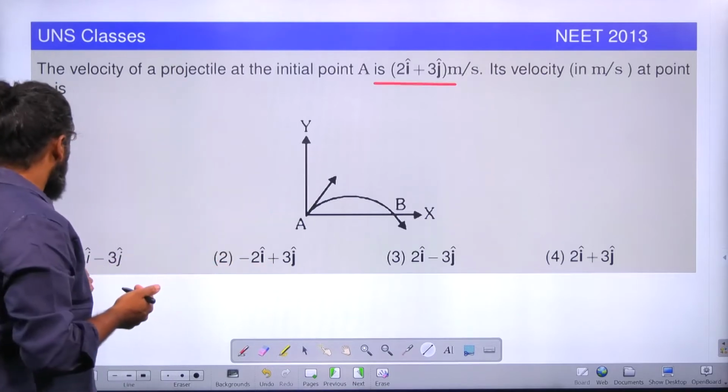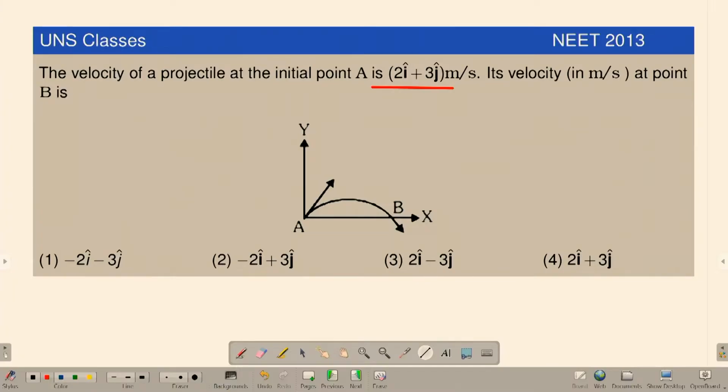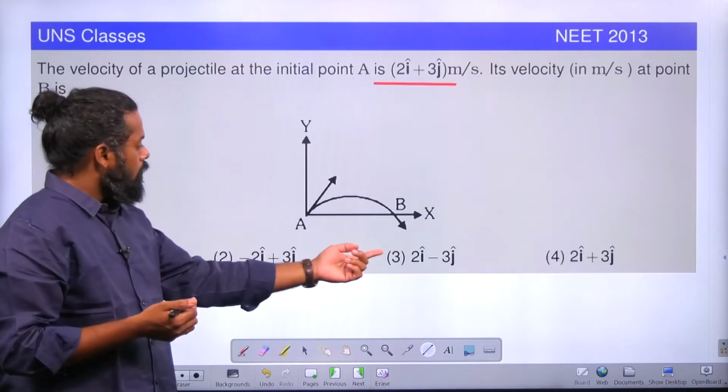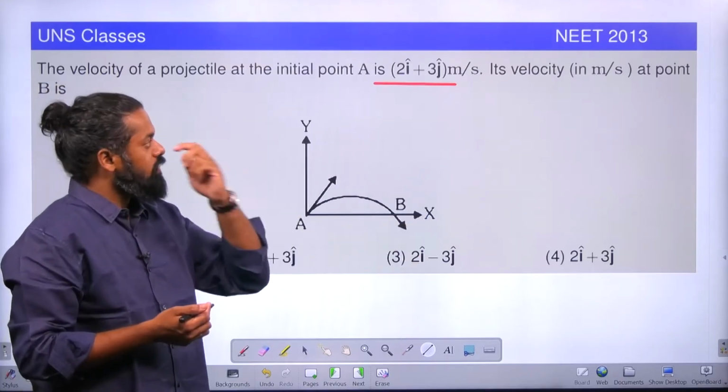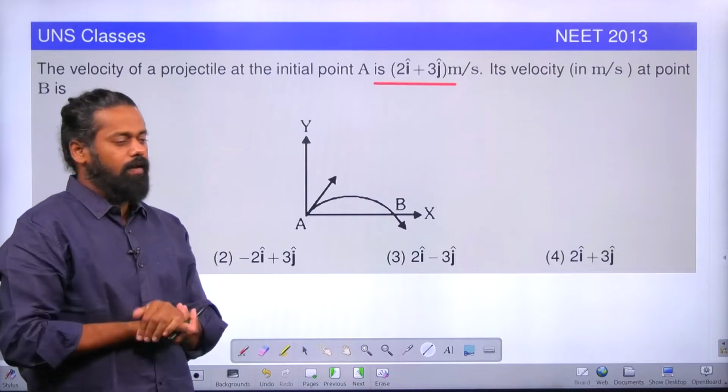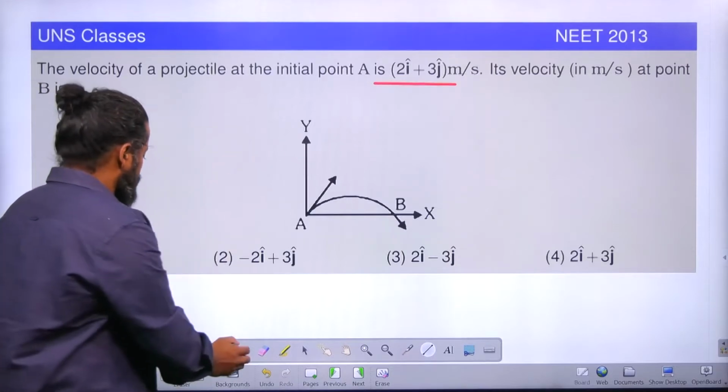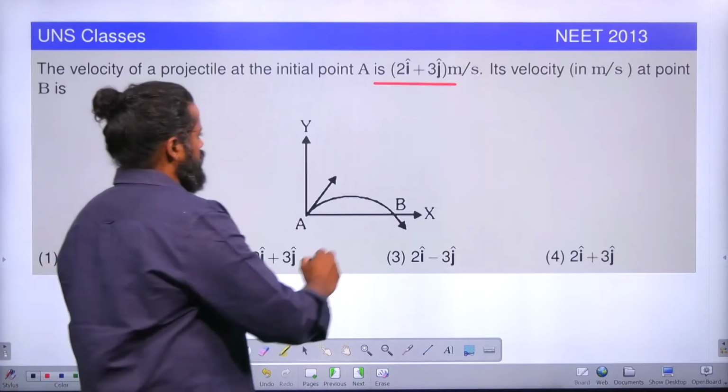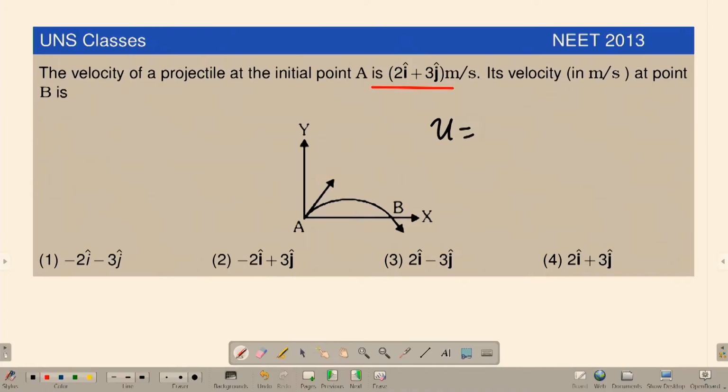See, options are given: minus 2i, minus 3j, minus 2i plus 3j, 2i minus 3j, 2i plus 3j. It's a question from NEET 2013. Let us see how to solve this. First of all, given that the initial velocity u is given as 2i plus 3j.